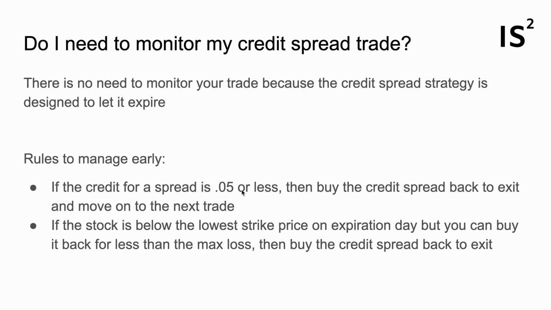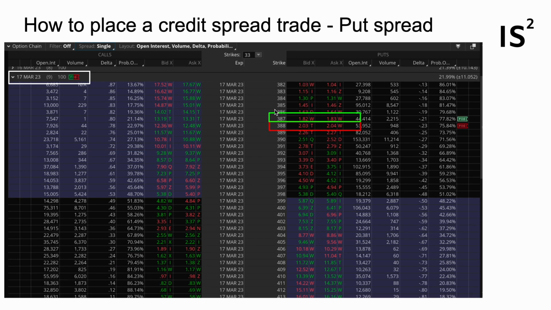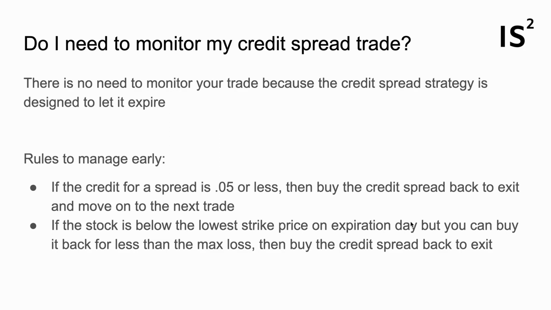Now, this one is regarding expiration date for the second early managed rule. If the stock is below the lowest strike price, this is again for a put credit spread, right? If the stock price is below this one right here on expiration date, then our rule is, if you can buy it back for less than the max loss, then buy the credit spread back to exit.